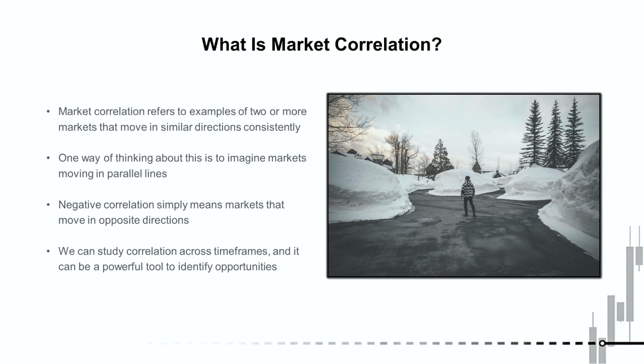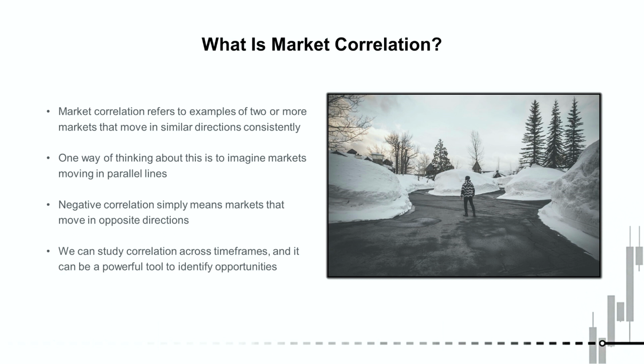So let's start with the simplest question, which is, what is market correlation? Whether we're looking at forex markets, crypto, most market sectors, what we're talking about is identifying markets that move in the same direction, so they move in parallel almost. And when we talk about negative correlation, we're talking about markets that move in opposite directions to each other. This is a measure of how often they do it, how closely they move together, and we can see this in a number of different ways.